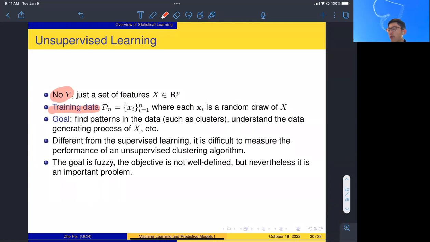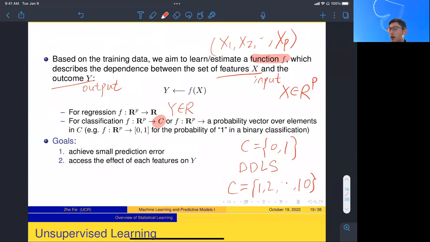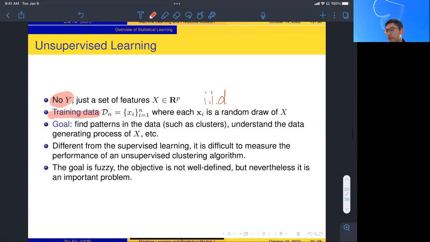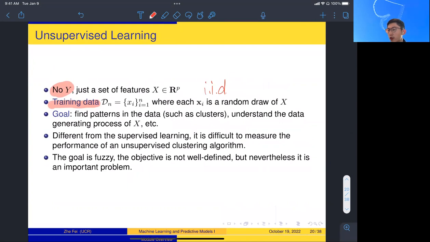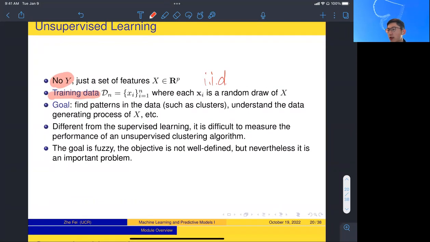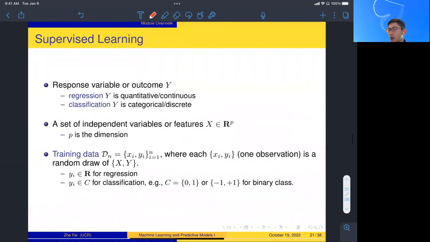Each xi is a random draw of x. Here x is the previous random vector x that we specified. Typically, the xi are just IID copies, which we call independently and identically distributed copies of the input x variable or vector. So the training data is one notation we want to keep in mind. For the later part, we will learn more detail when we go into the supervised learning topic.